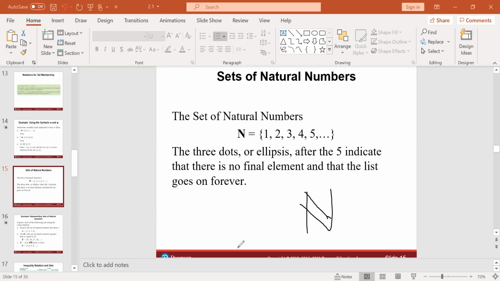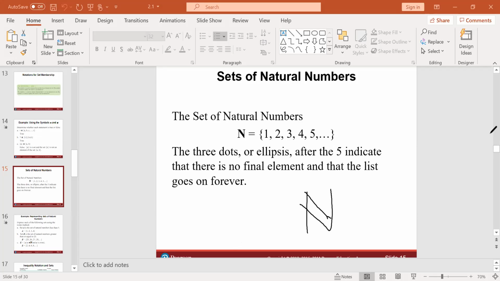And so what it is, it's the set of all numbers starting at 1, and it goes on to infinity, but it's just whole numbers, positive whole numbers. The ellipses points say that this goes on forever and ever and ever. So the natural numbers are just all the positive whole numbers.